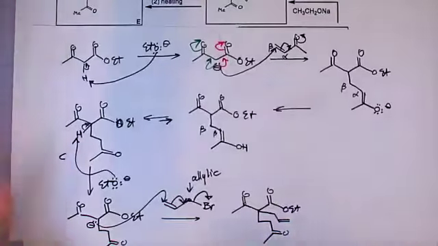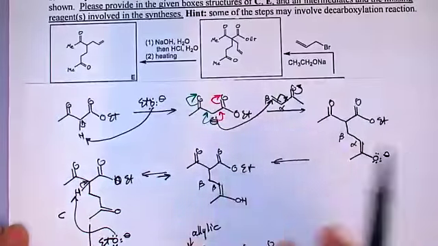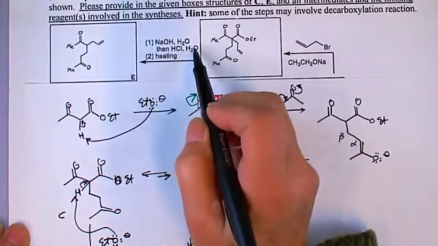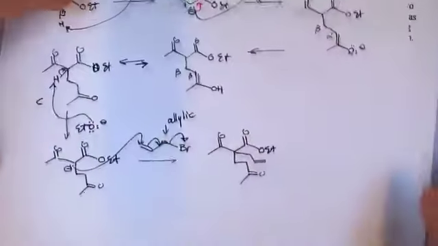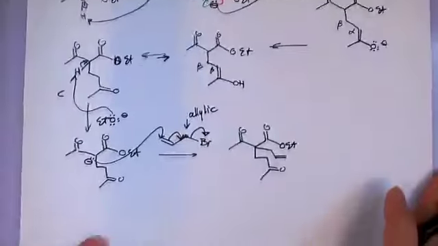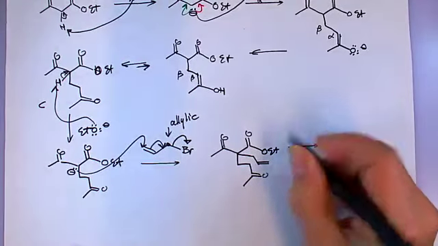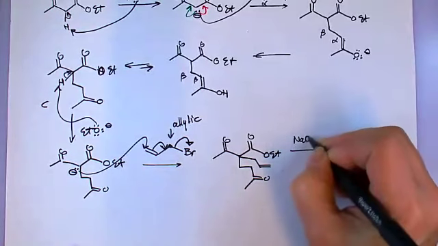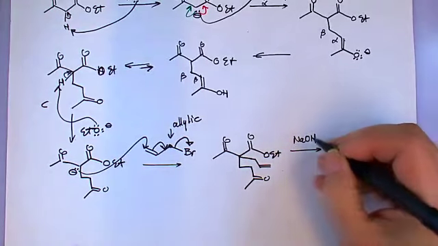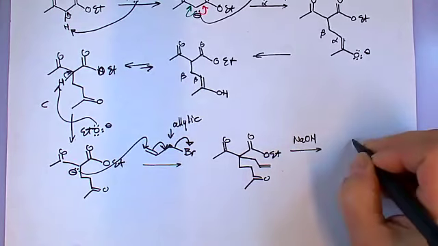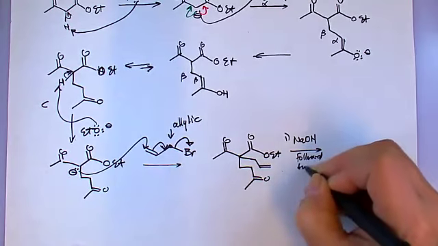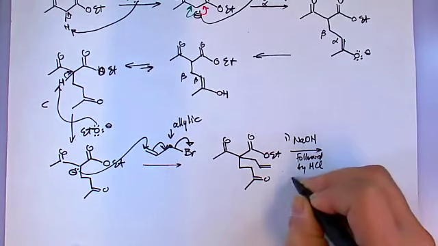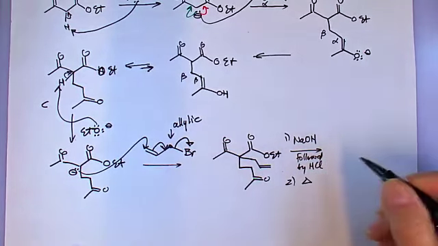The second reaction here, another reaction that we have to get to product E, is an ester hydrolysis. And with heating, we're going to do a decarboxylation. So now let's write this up. Notice that we're doing sodium hydroxide, followed by HCl so that we get a carboxylic acid. And the second step is heating, and we're going to do the decarboxylation.